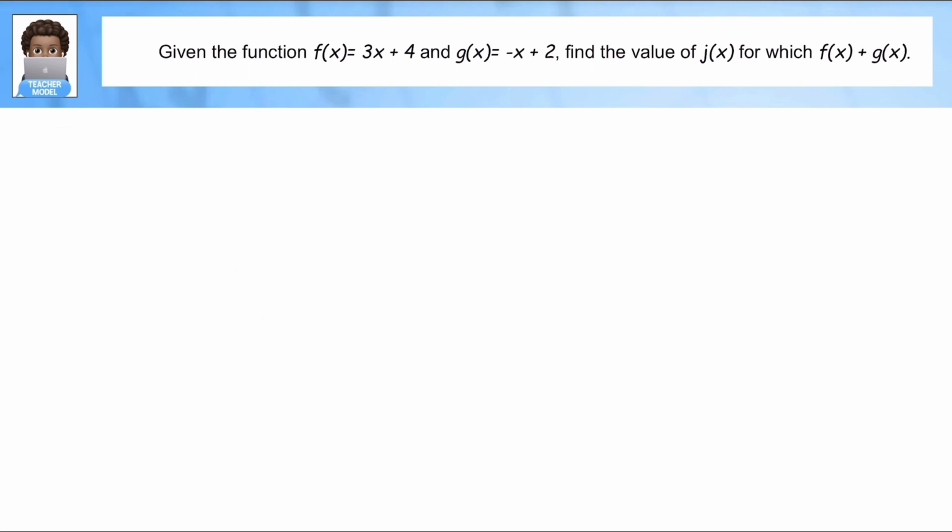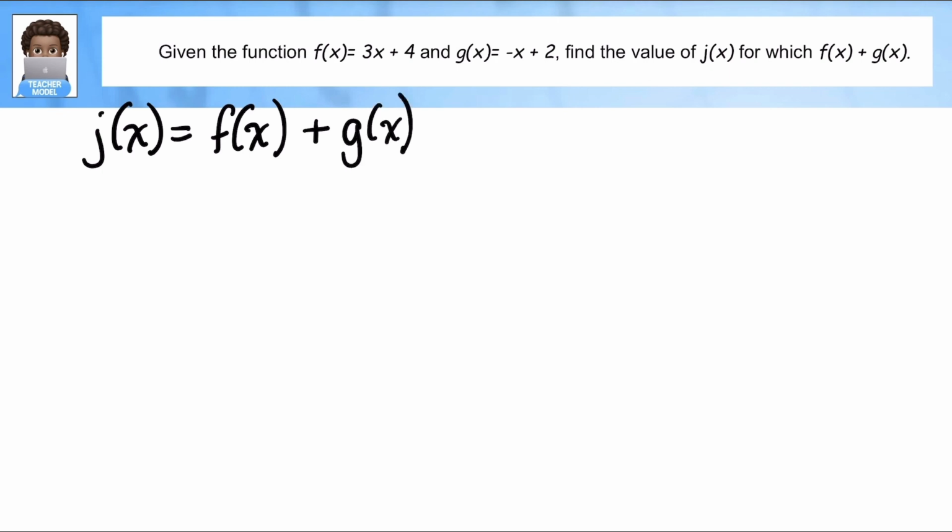So we're given the function f of x is equal to 3x plus 4 and g of x is equal to negative x plus 2. Find the value of j of x, which is f of x plus g of x. Okay, so I'm going to write that down. j of x is equal to f of x plus g of x. So j of x is going to be the term we're going to write a lot.